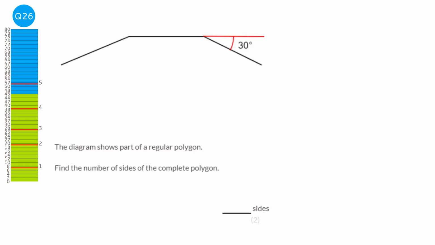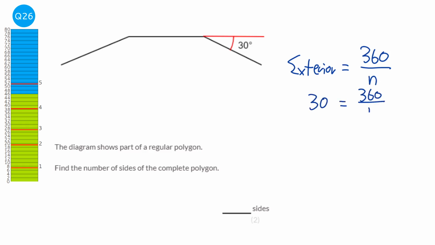The formula for an exterior angle for a regular polygon is 360 divided by the amount of sides. Now here we're given the fact that the exterior angle is 30. And we're looking for n, so we just need to rearrange the equation. We can times both sides by n.